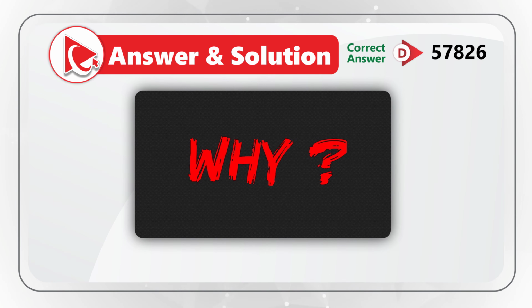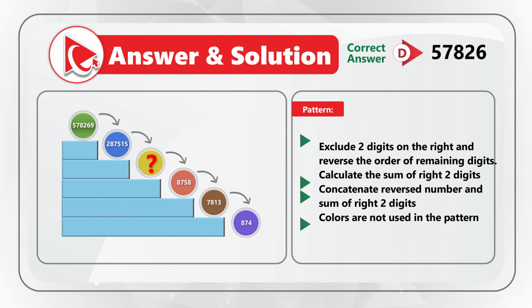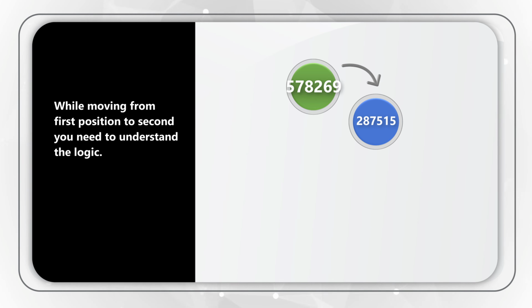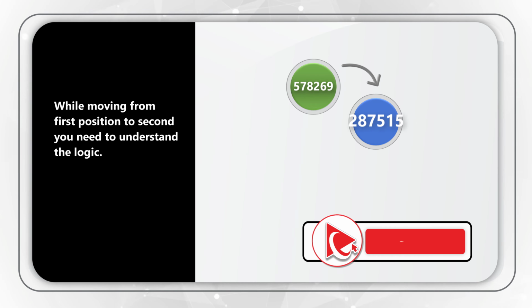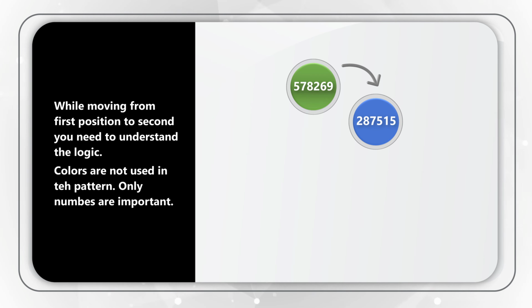To understand why, let's look at the pattern. As the ball rolls from the first position to the second, we transform from digits 5, 7, 8, 2, 6, 9 to digits 2, 8, 7, 5, 1, 5, and we need to understand the logic. As you might have suspected, the colors are not used in the pattern, and they're there just to deceive you. Only numbers are important. And to complete the transformational pattern, we need to do it in 3 steps.